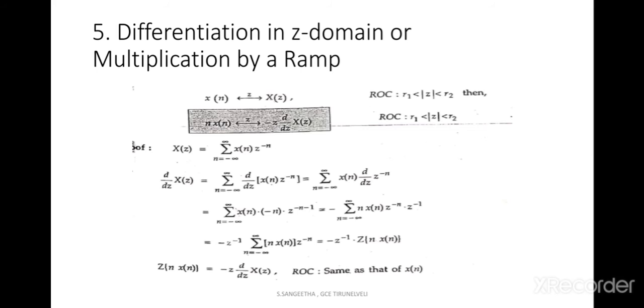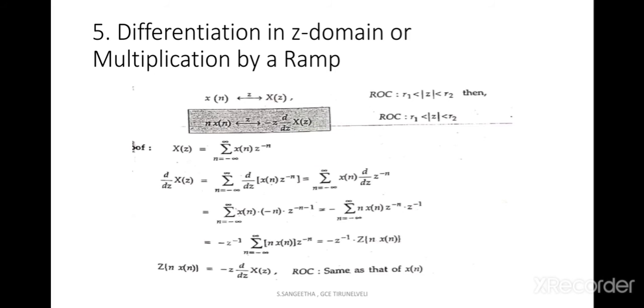The fifth one will be differentiation in the z domain, or multiplication by a ramp. If small x(n) has capital X(z) as its z-transform, then n times x(n) will have the z-transform -z d/dz X(z), where the ROC will be R1 to R2.